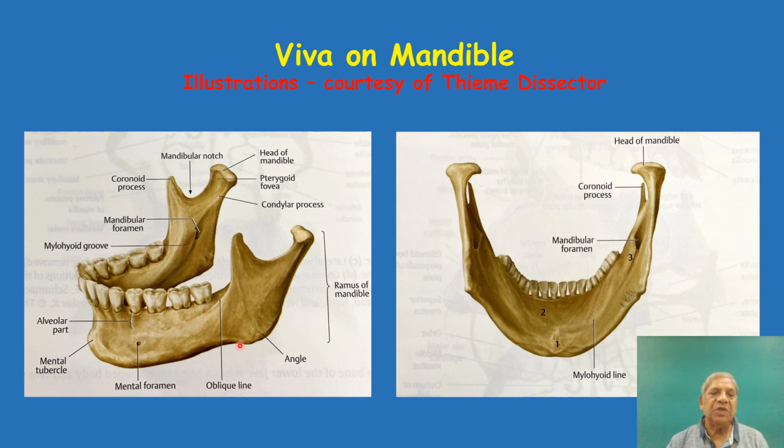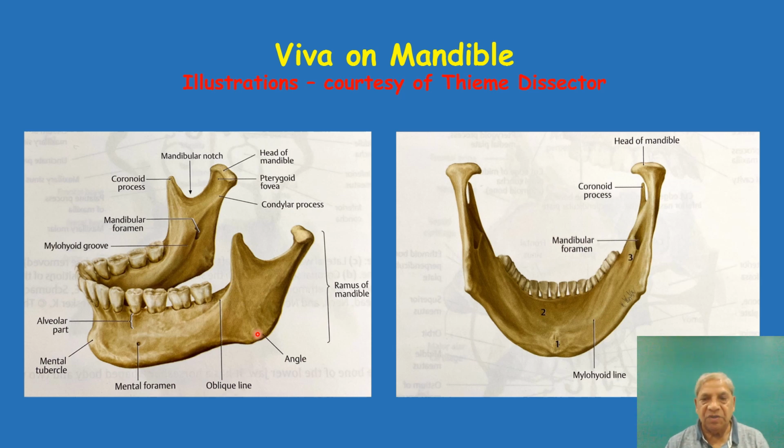Then a question may also come: show me the angle of the mandible and where it is located. In this diagram you can see that this is the posterior border of the ramus and the inferior border of the ramus. Where they meet, there is the angle of the mandible. In most mandibles belonging to males, this angle of the mandible is everted outside. So this is the angle of the mandible.